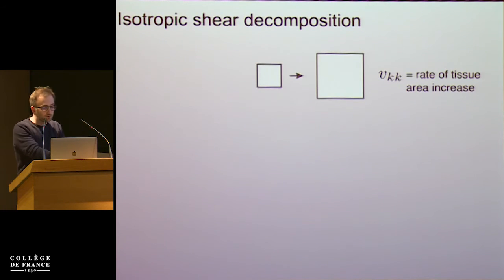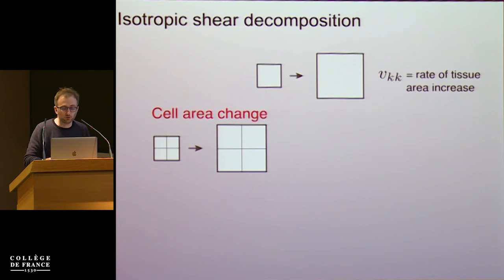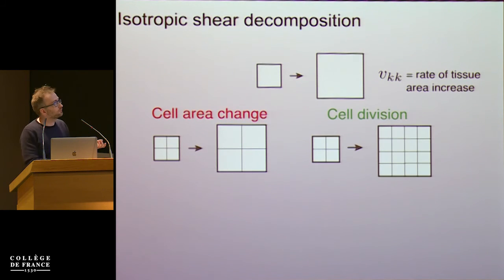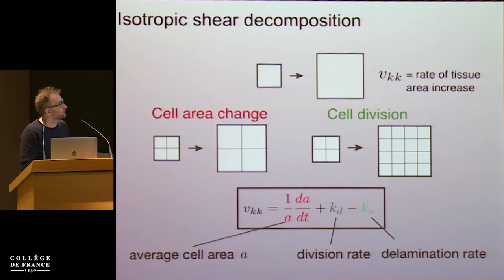So here we are doing a relatively simple version of this. We have done different things, but what I'm going to show here is a simple version, just asking how the tissue area is increasing. And there is a simple decomposition equation because the tissue area can increase only if each cell changes its area, or if the cells keep the area, but they divide. And this is captured by this decomposition equation, saying that the rate of tissue area increase is the sum of the cell area increase, the division rate, minus the delamination rate, which acts opposite to the division rate.